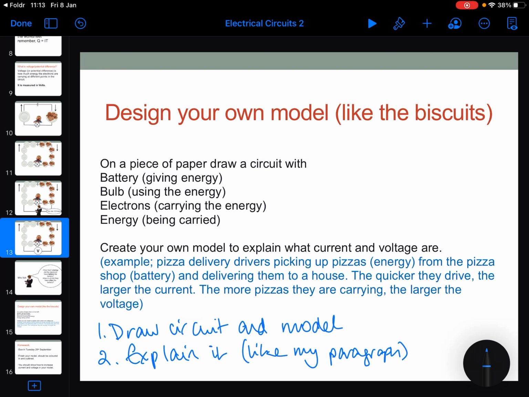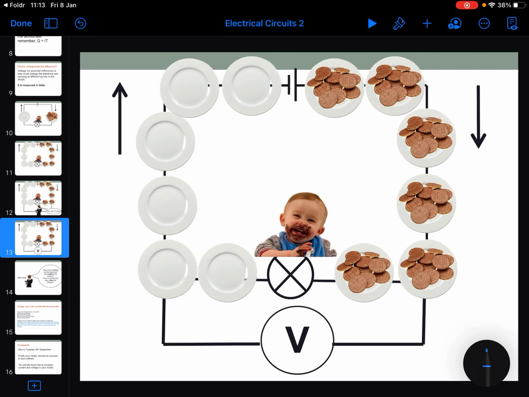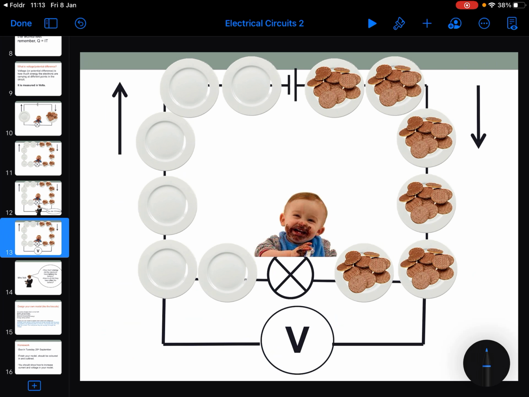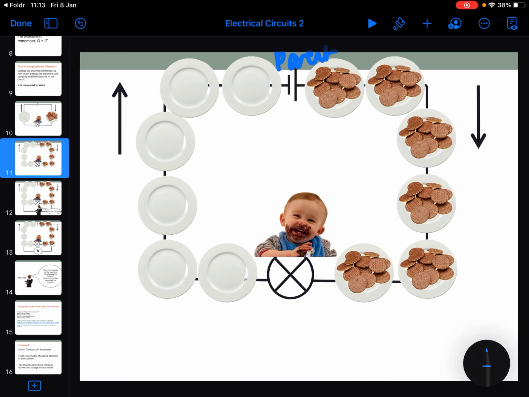And again, I want you to draw it something like this. So what I suggest you do is you screenshot this slide, so you've got that information, and then you screenshot perhaps the baby analogy. And again, please just label what they are. So you might want to say electrons, plates, energy, biscuits, etc. So that's what I want. I want a drawing and an explanation. And if you can please do that this lesson and hand it in on the assignment. Please let me know if you have any questions, but I'm hoping that makes sense.